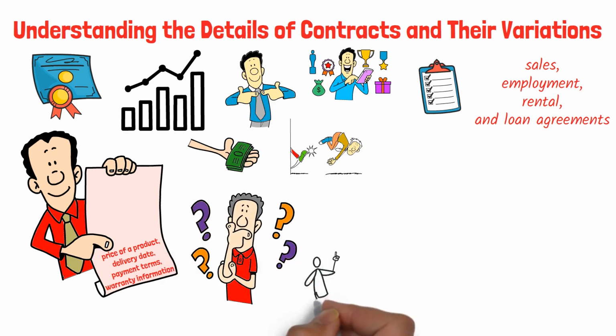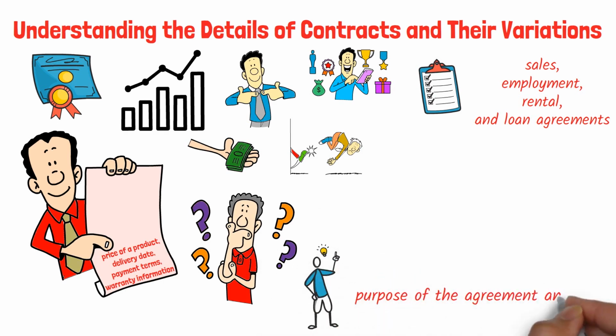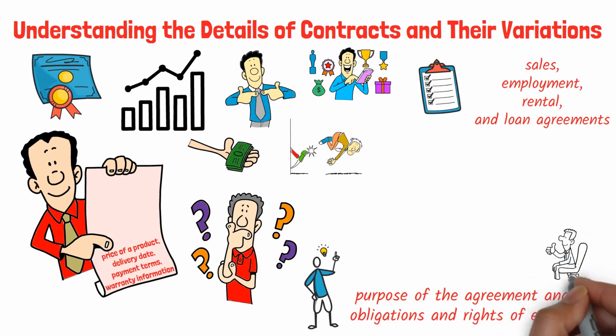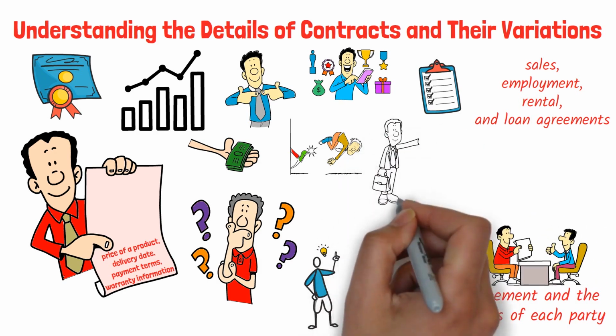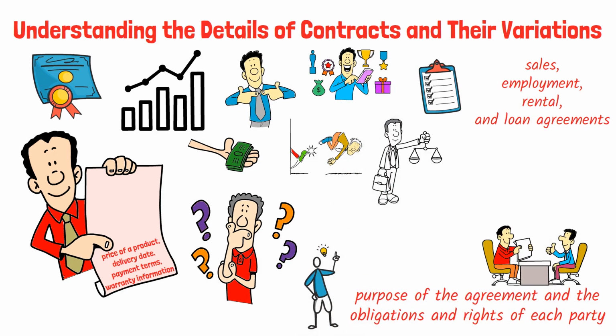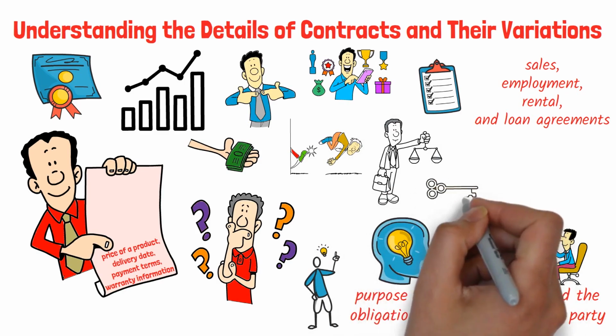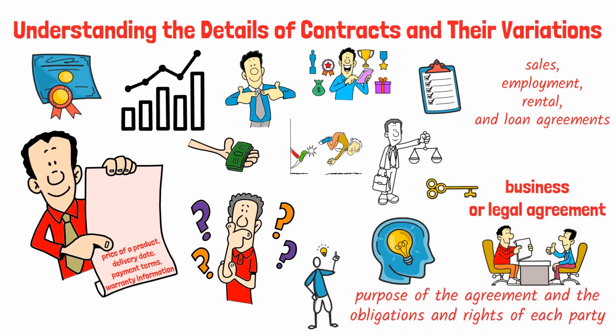To make sure both parties understand the terms, it's important to review the purpose of the agreement and the obligations and rights of each party, and to ensure the agreement is clear and unambiguous. A qualified lawyer can help ensure the contract is legally binding. Knowing the details of contracts and the variations involved is key for any business or legal agreement.